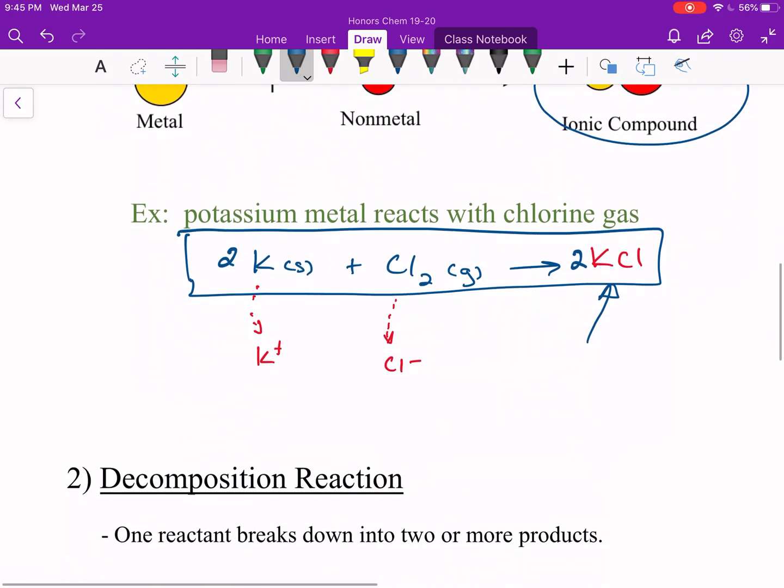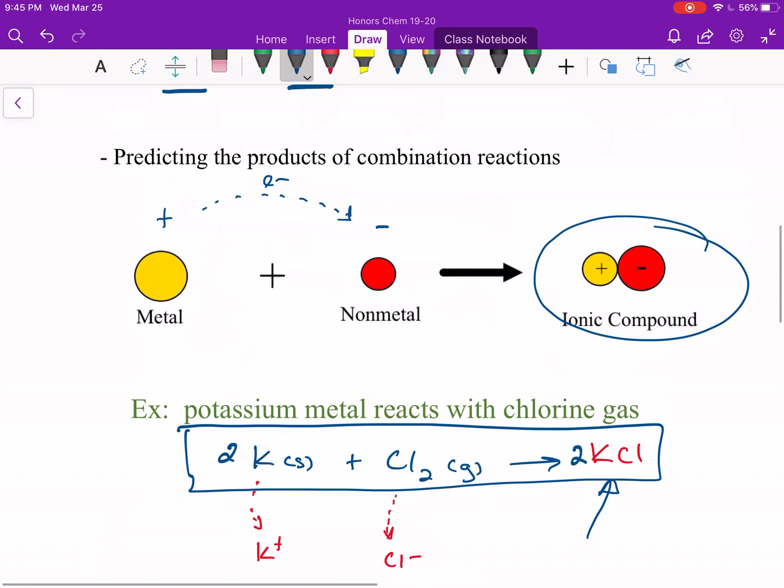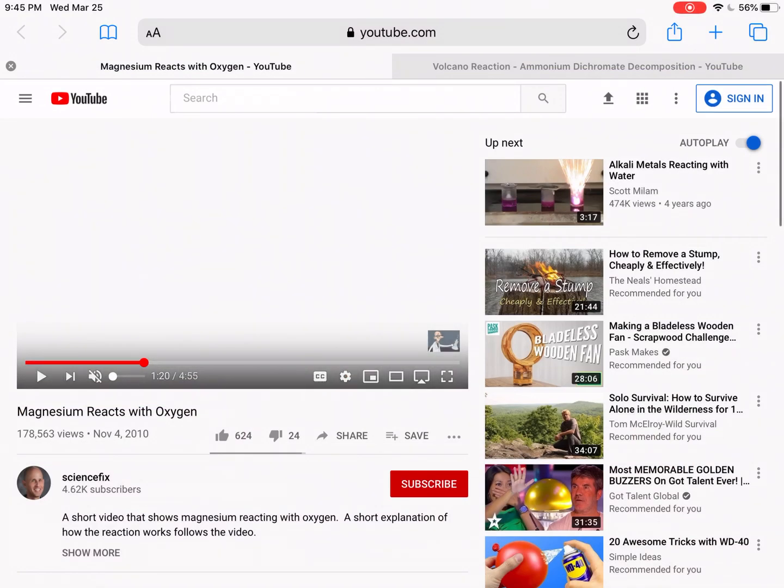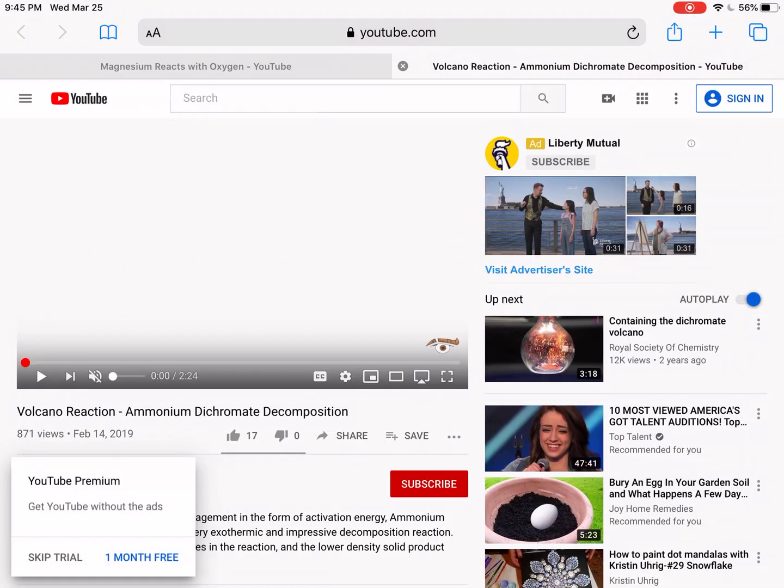Now, let's take a look at a decomposition reaction, right? So if we have a combination reaction, we put them together, and as you guys read, a decomposition reaction, we're basically taking that one reactant and we're breaking it down into 2 or more products. And so the big thing here is just the opposite, right? One reactant going to 2 or more products. So let's take a look at this. And so here, this is a pretty classical decomposition reaction. It's actually pretty cool. And so let's take a look at what's going on.